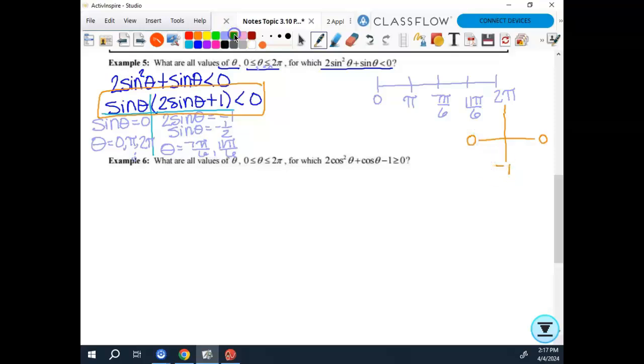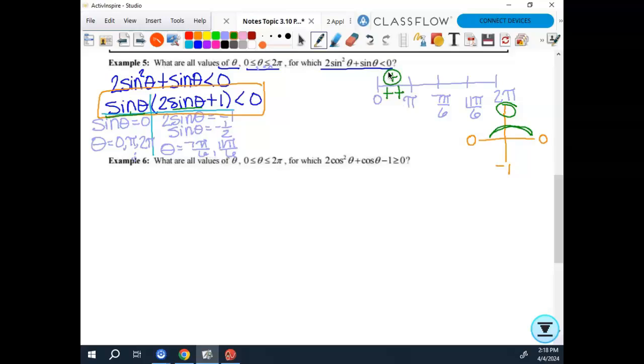And then, if I want to pick something between 0 and pi, I could pick something like 1. It's right there between 0 and pi. I don't even have to pick the angle. I could pick pi halves, and the sine of pi halves is positive, but I know that the sine value is 1. So the sine value is 1. When the sine value is 1, 1 times 2 is 2, plus 1, that makes it positive. It's positive overall.